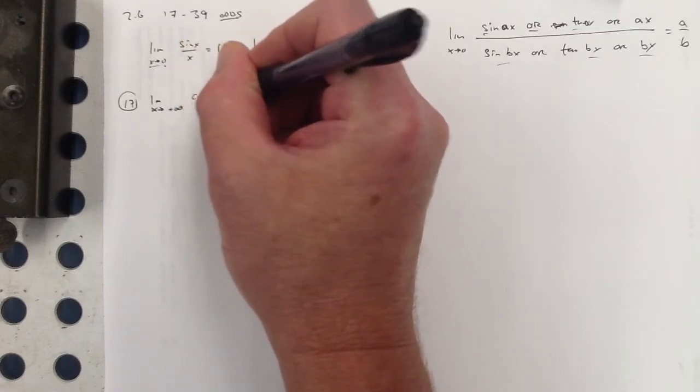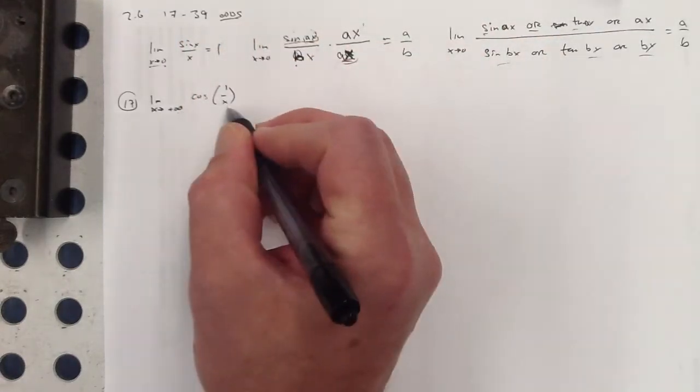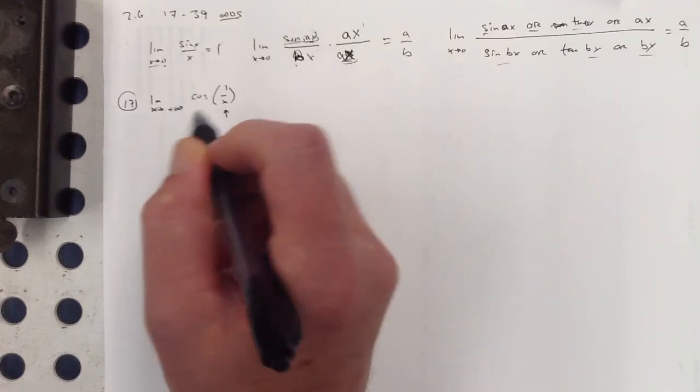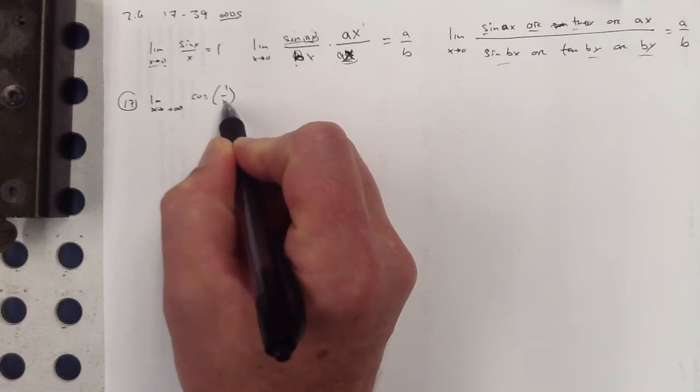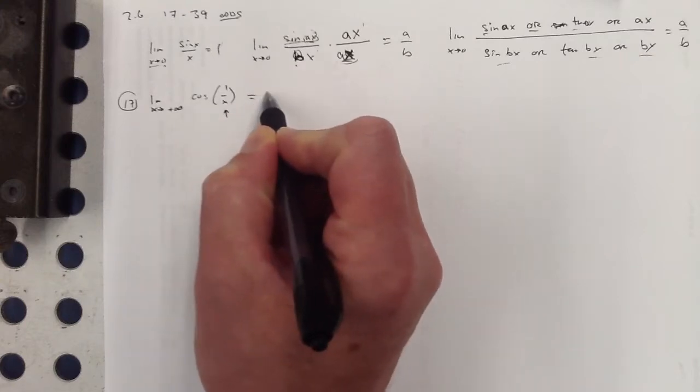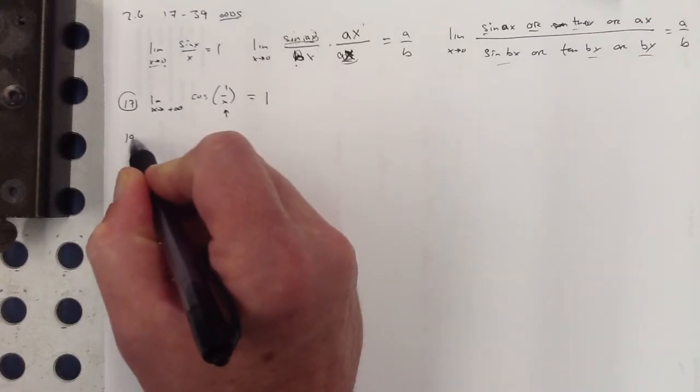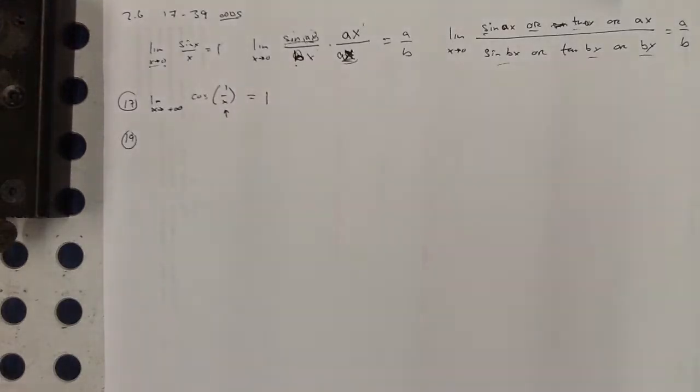This is one of those composite type things where I think I just need to figure out what's going on in here first. So if x is going to positive infinity, 1 over that is going to 0, and the cosine of 0 is equal to 1. That's all. That's all you need to do.